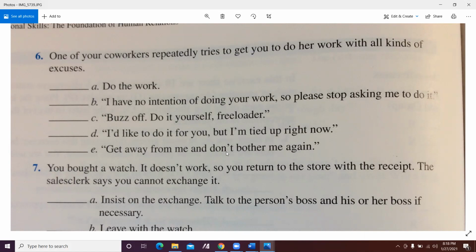Get away from me and don't bother me again. This one, yes, is aggressive. B is the assertive response, the assertive action. I have no intention of doing your work, yes. So please stop, even using please. Stop asking me to do it. This is assertive.